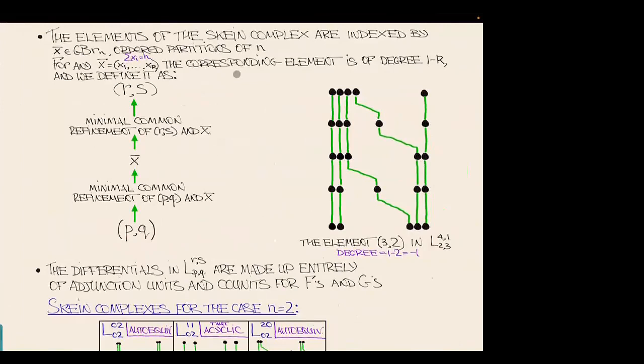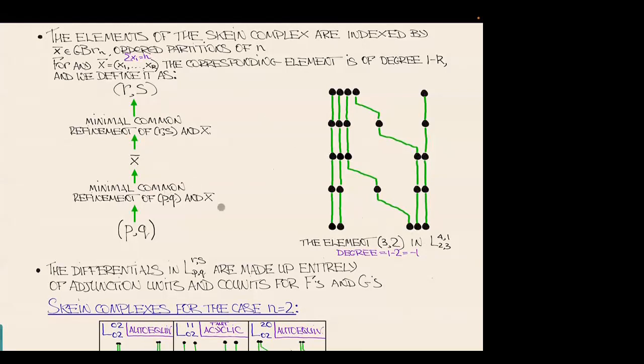So the elements of the Skein complex are indexed by ordered partitions of n. So P and Q is the partition at the bottom. So the Skein complex L PQRS is a braid from PQ to RS. What indexes the elements of the Skein complex is the partition in the middle. The element indexed by partition X bar passes in the middle through this configuration of endpoints.